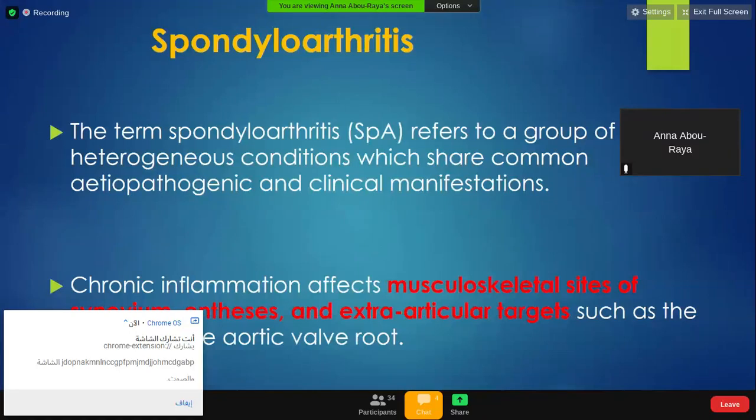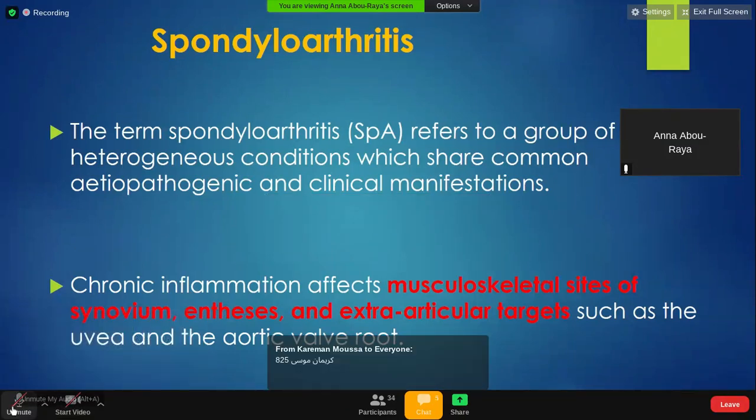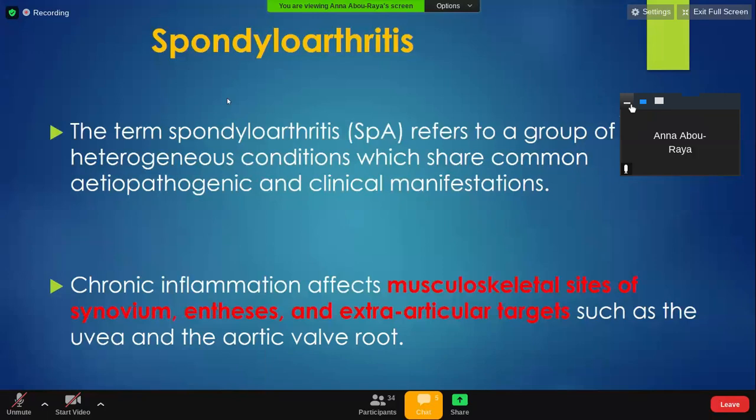which is joints, a group of diseases as we will see. They are grouped together. They are heterogeneous conditions, but they are grouped together because they share common etiopathogenetic and clinical manifestations, as you took in the lecture. As we know, the musculoskeletal sites of the synovium are affected, so synovitis and enthesitis occur, and also extra-articular targets such as the uvea, causing uveitis, and the aortic valve root, where inflammation occurs, meaning aortitis.